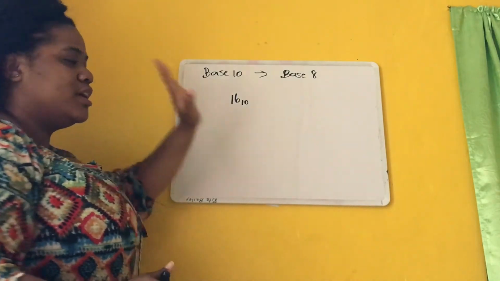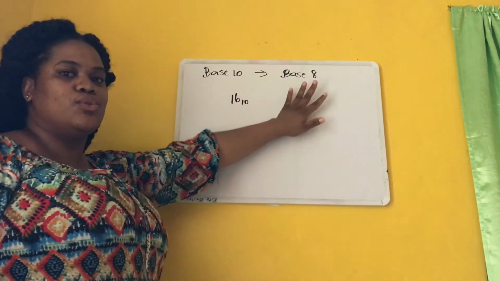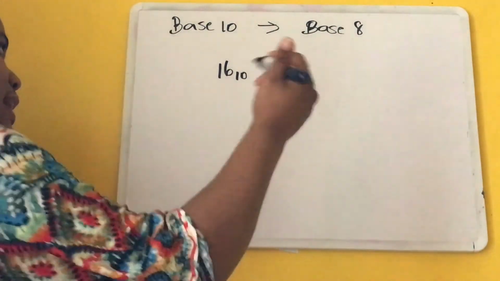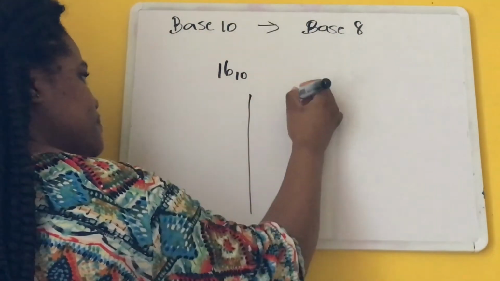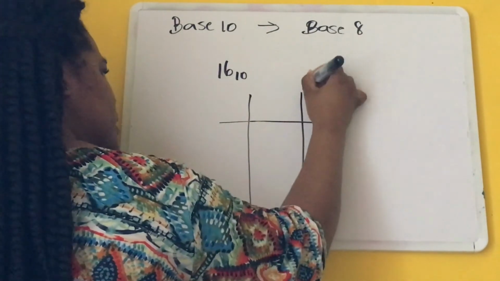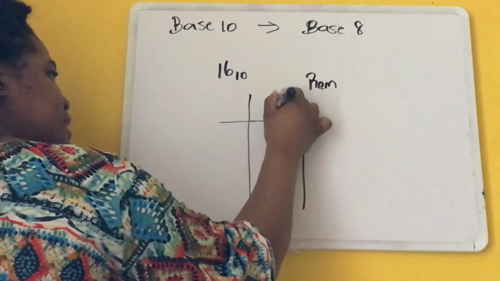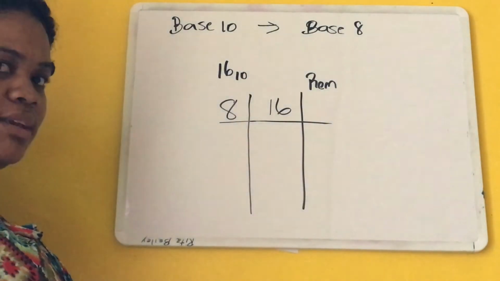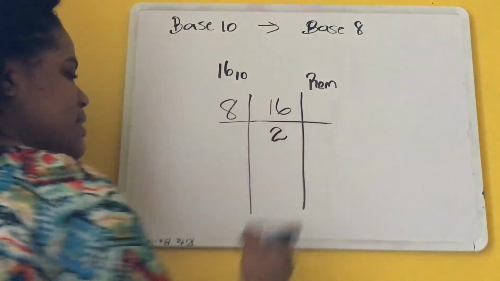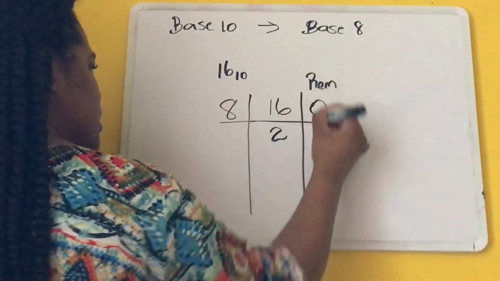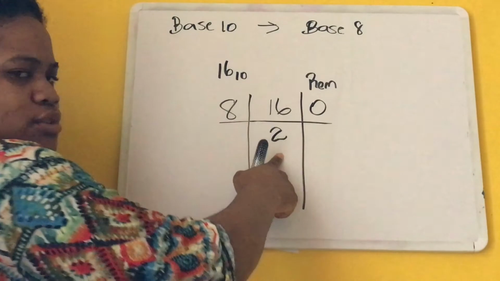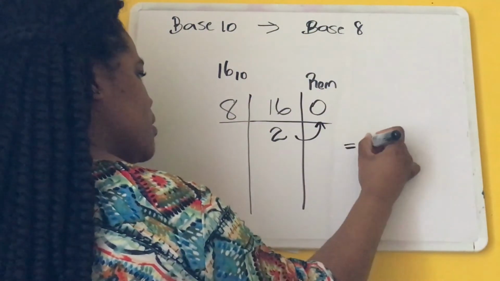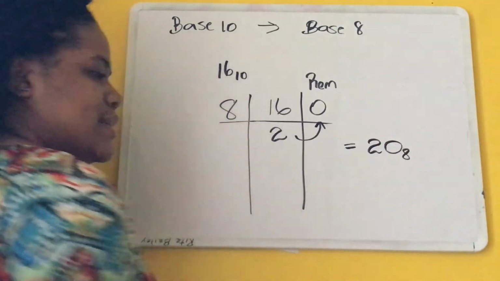Alright, so now we're moving on to base 8. So from base 10 to base 8. And we have here 16. Now we're going to again put our diagram. We put our remainder, what we're dividing, and what we're dividing by. Now, 8 into 16 would give me 2. 2 times 8 is 16, so I have no remainder. Good? Can 8 go into 2? No. So it means I'm going to bring it up. So my answer would be 2, 0, base 8.